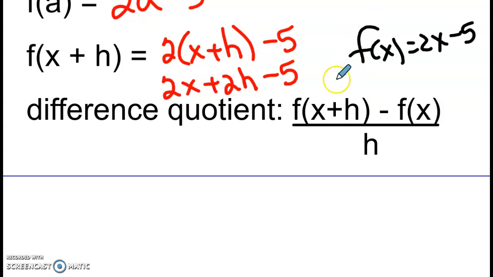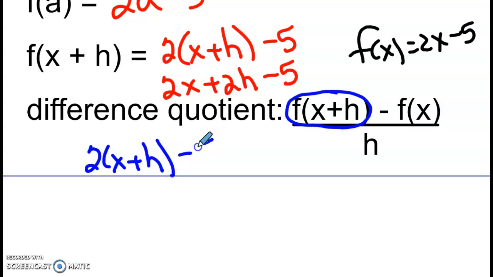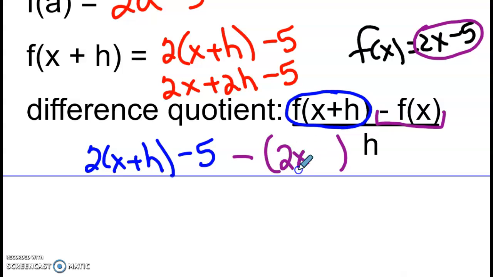Okay, I'm going to color code this. F of x plus h. That's 2 times x plus h minus 5. That's that part. Then I'm supposed to subtract f of x. Subtract f of x, which f of x is 2x minus 5. Yes, you have to put it in parentheses because you're subtracting it and you want to remember to distribute your negative through. And then we're just supposed to divide by h.